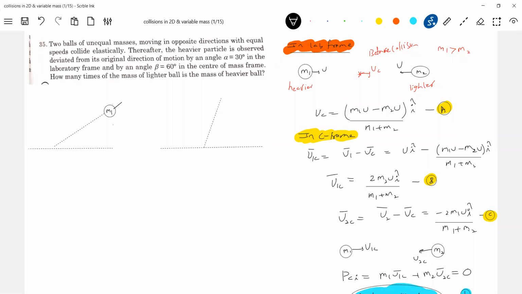In the ground frame after collision, it will have speed V1. In the laboratory frame after collision, it will have V1C. So this is beta and this is alpha. Originally, how it was moving along the axis. This is very important, the first diagram. Now what do you expect for the other particle?